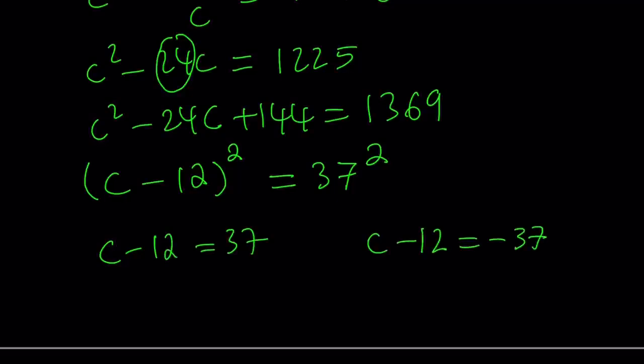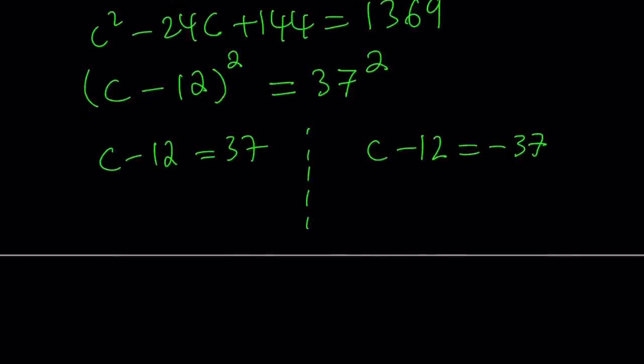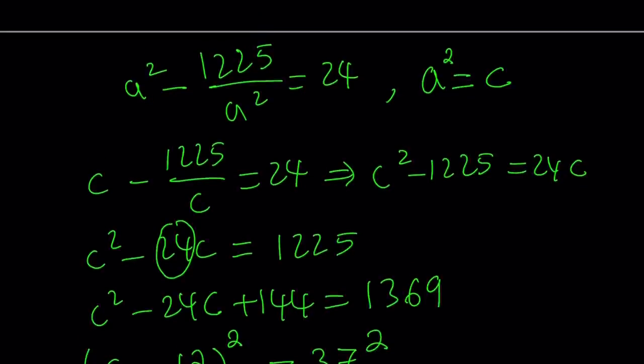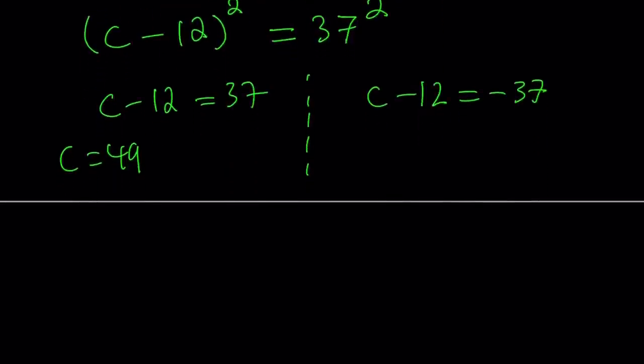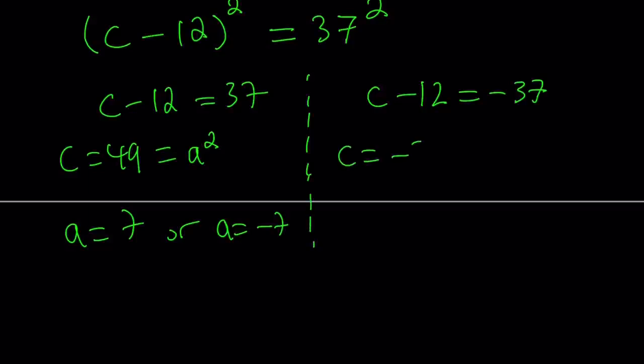Great. So let's go ahead and take a look at each case. If c minus 12 is 37, that means c is equal to 49. But remember what c was, right? c is a squared. So we can set this equal to a squared, and a squared equals 49 gives us two solutions, a equals 7 or a equals negative 7. Great. Let's take a look at the other scenario. Adding 12, we get c equals negative 25. Set it equal to a squared. You don't get real solutions. You get complex or imaginary solutions, and they're going to be a equals 5i and a equals negative 5i.